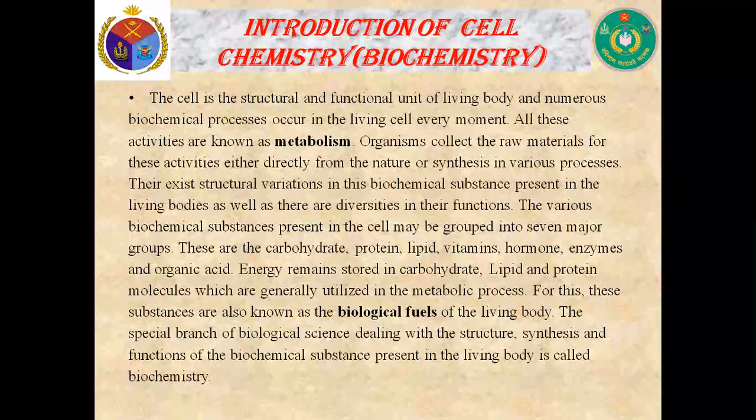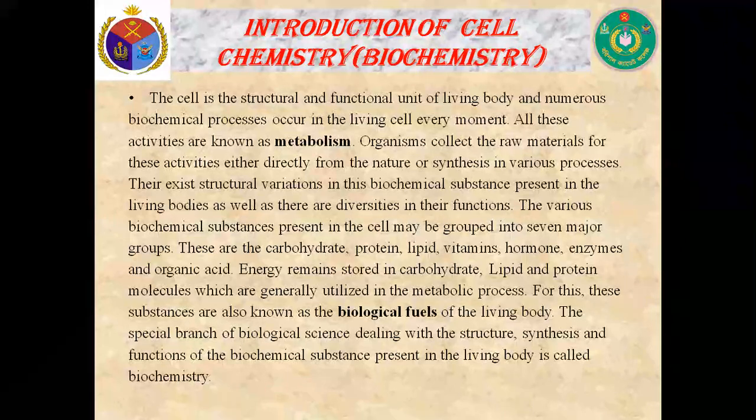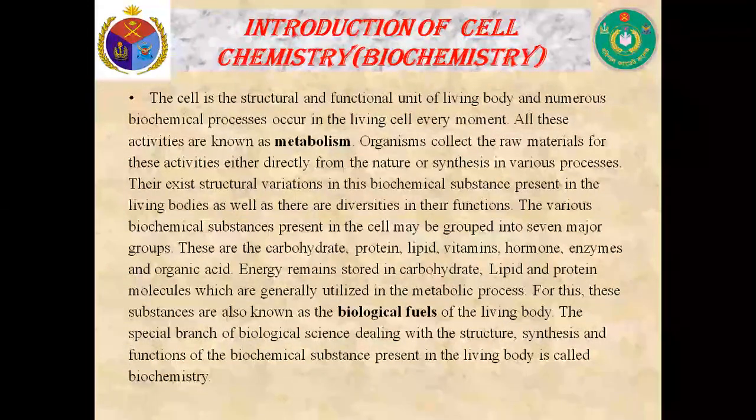There exist structural variations in the biochemical substances present in living bodies, as well as diversities in their functions. The various biochemical substances present in the cell may be grouped into 7 major groups. These are carbohydrates, protein, vitamins, lipid, hormone, enzymes, and organic acid. Energy remains stored in carbohydrate, lipid, and protein molecules, which are generally utilized in the metabolic process. For this, these substances are also known as biological fuel of the living body.